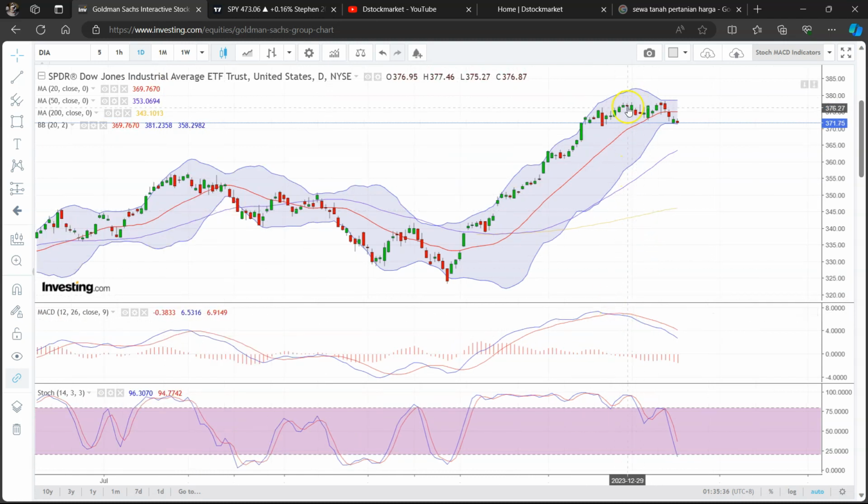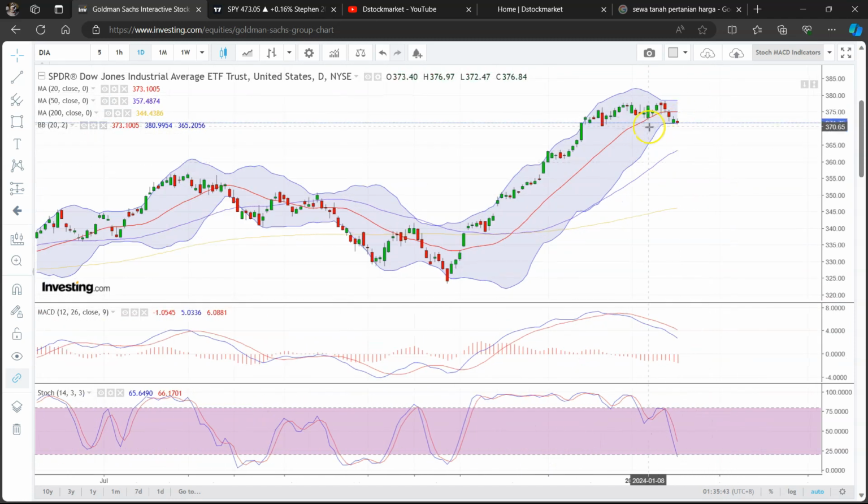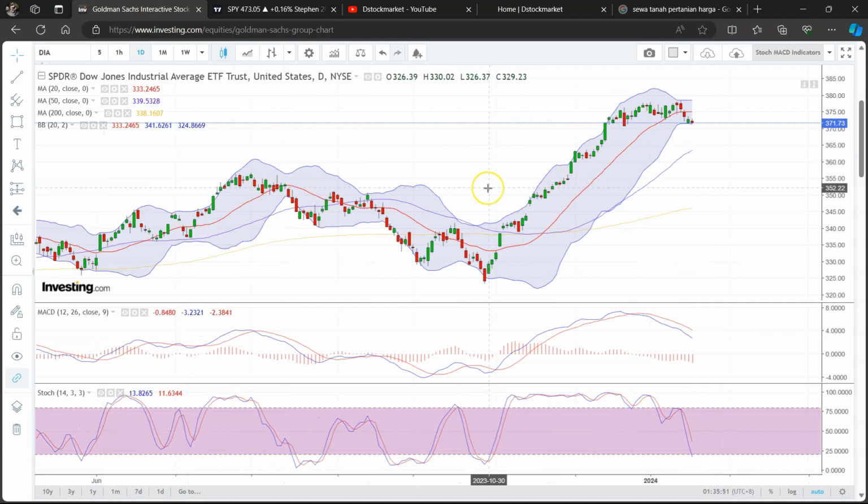In the daily chart here, we have this MACD cross as well. So there is a possibility also that if this DIA cannot stay above this area here, it might just decline and move lower to meet the 50-day moving average. There's something for us to keep in mind.